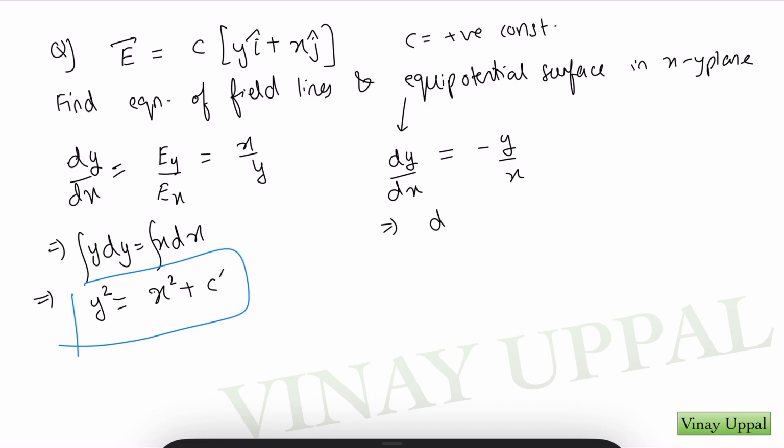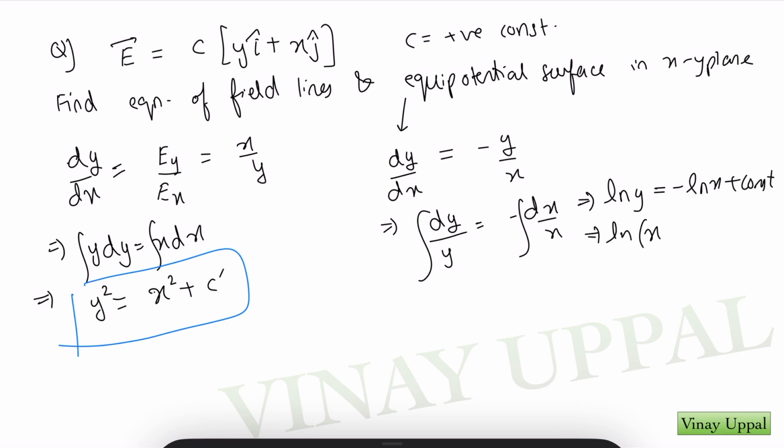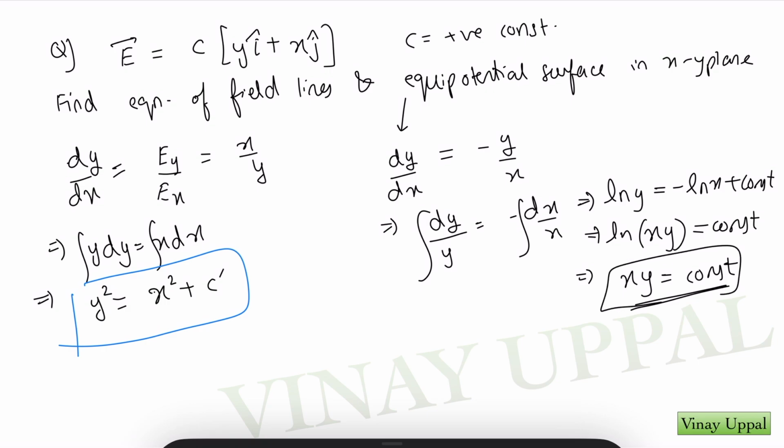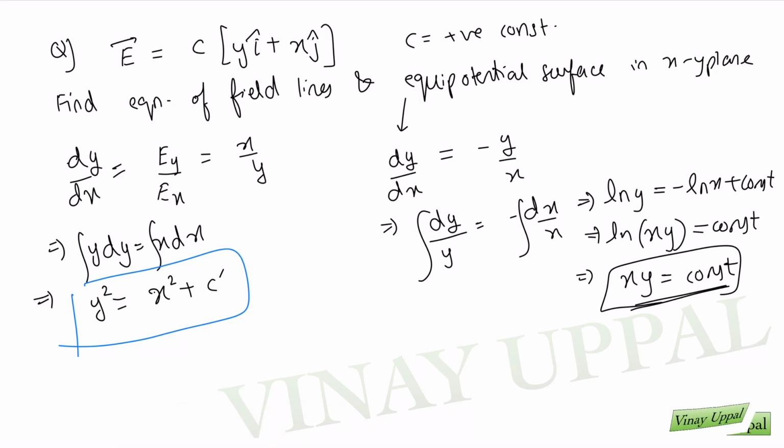So once again, this is a simple integration. Perform indefinite integration. I'll have ln y is minus ln x plus some constant. So ln xy is a constant. Therefore xy is itself a constant. So this will be the equation of the projection of the equipotential surfaces in the xy plane.